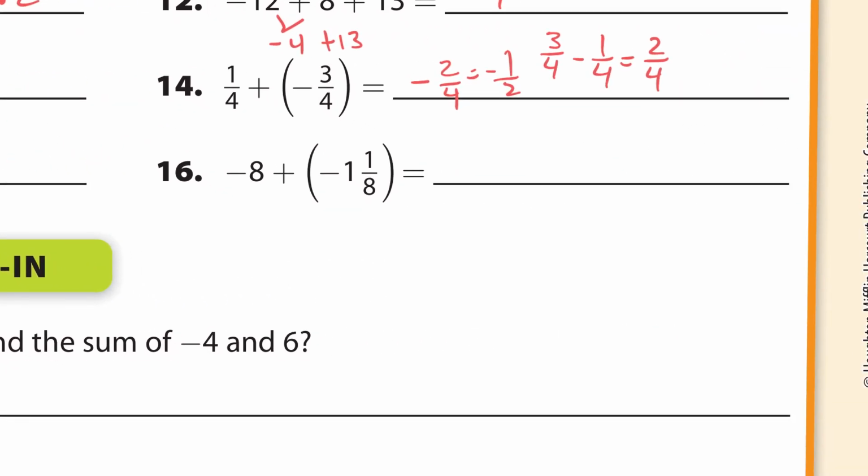This one, I'm going to add them up. They're both negatives, so I'm going to have negative there. And you just do 8 and 1, negative 9 and 1/8. If you think about it, you start at negative 8, and you have to go this way 1 and 1/8. So you're going further into the negatives. That's why you're adding them.